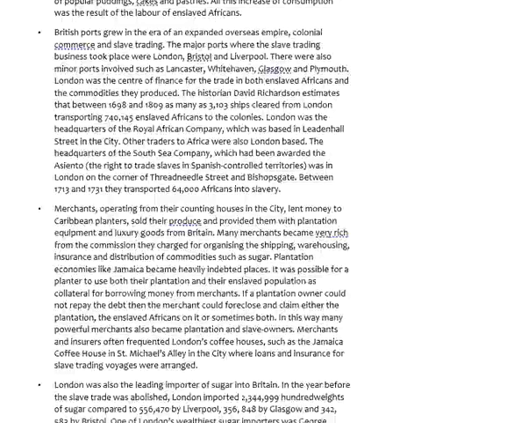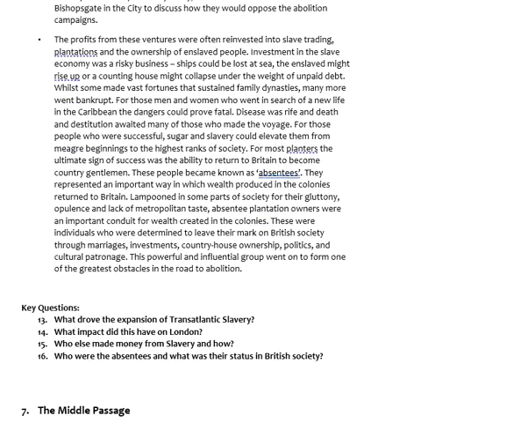London, sugar and slavery. So section 6, we answer questions. What drove the expansion of transatlantic slavery? Well, sugar, profit. What impact did this have on London? Well, London became far wealthier. Lots of this wealth found its way into London. And remember, this is something worth bearing in mind. We're going to look at a lot in lesson 4.